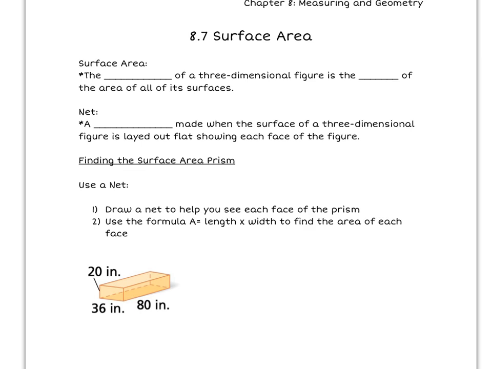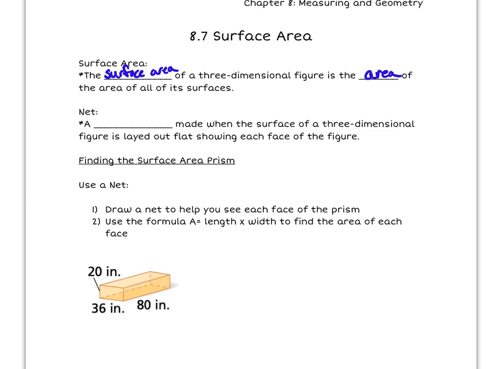The surface area of a three-dimensional figure is the area of all its surfaces. A little confusing. This next one will hopefully help with that.